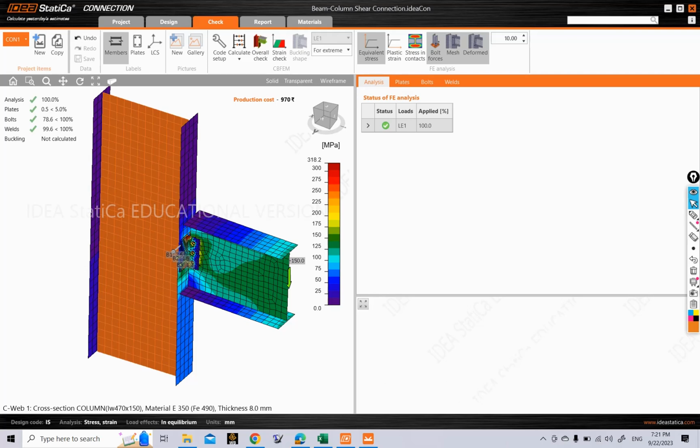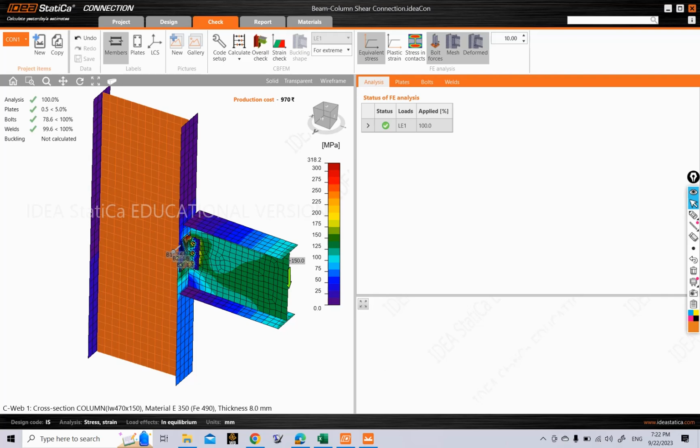In our previous two lectures, we first modeled our connection in IDEA StatiCa and applied the loads. In our last lecture, we looked at some design results and we made our structural connection safe with respect to the strength of bolts and weld and also with respect to the plastic strain limit. And today we will be looking at the analysis results obtained for plates, bolts and welds separately.